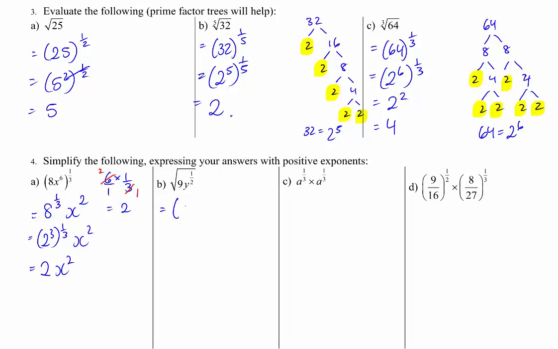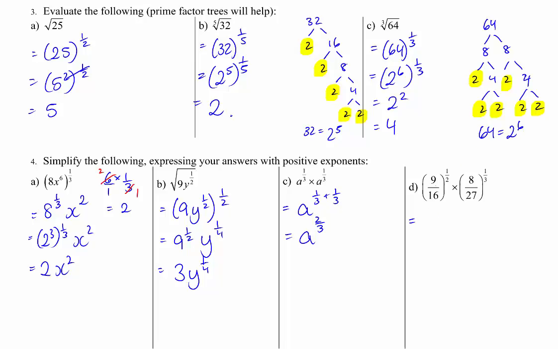Next, we have 9y to the half, or to the power of a half, because it's a square root. So I have 9 to the power of a half, y, a half times a half is a quarter. 9 to the power of a half is the square root of 9, so that's 3. Y to the quarter. Next, a to the third times a to the third is a to the third plus a third, so that's a to the 2/3. So your knowledge of fractions is important.